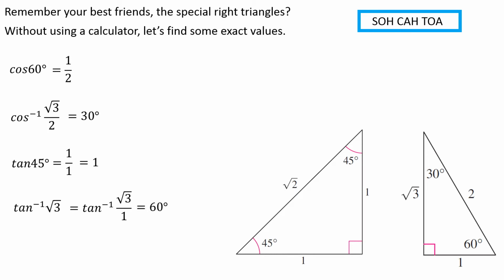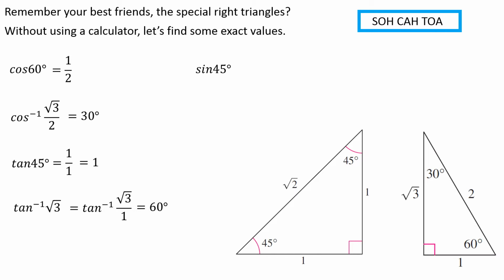That looks like it's got to be 60 degrees. If you're at 60 degrees, opposite is root 3, adjacent is 1. So the inverse tangent of root 3 is 60 degrees. We've done cosine, we've done tangent. Let's do sine.